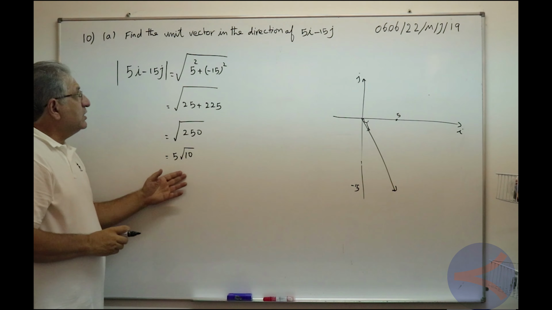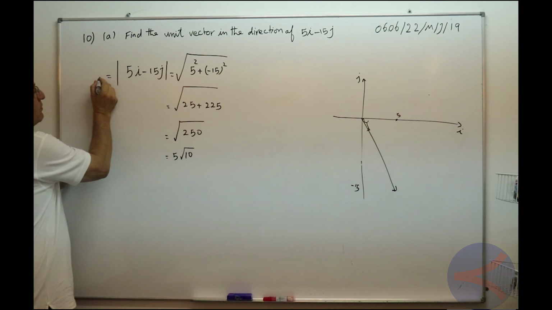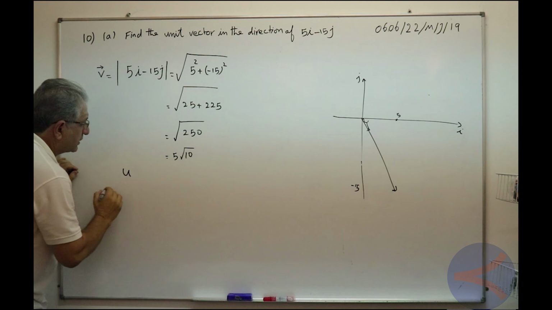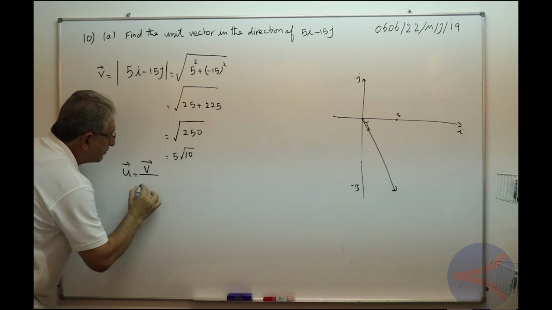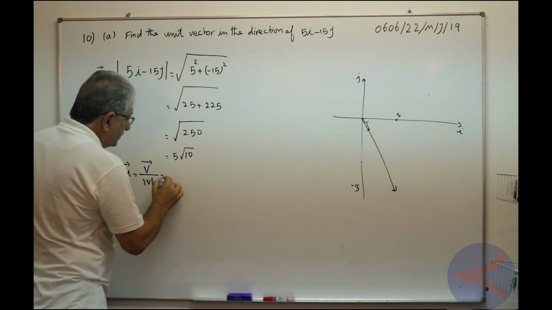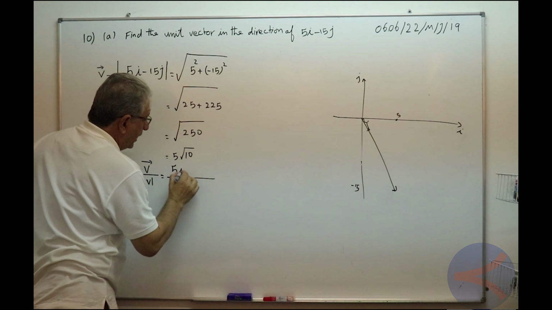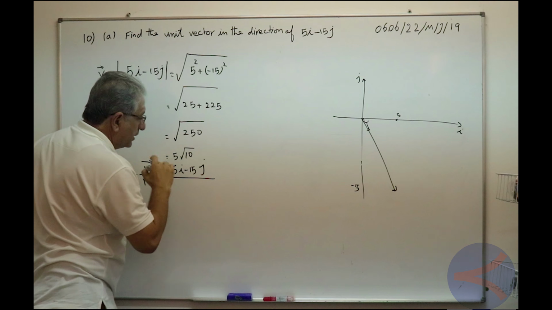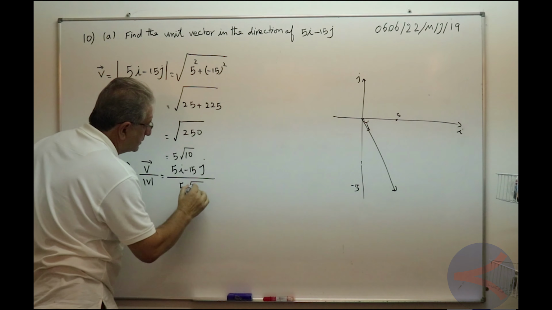Now, the unit vector in this direction is equal to, if we call this vector v, the unit vector in the direction of v will be the vector v divided by the magnitude of v. Okay, now what is vector v? Vector v is 5i minus 15j divided by the magnitude. We have already found this.